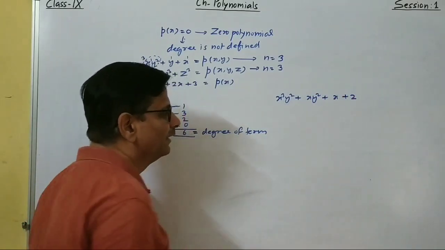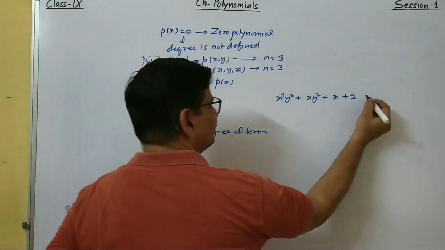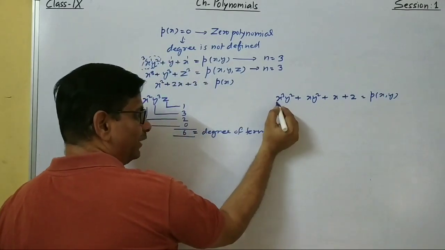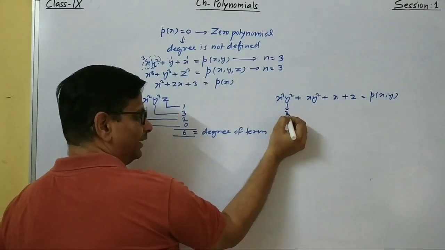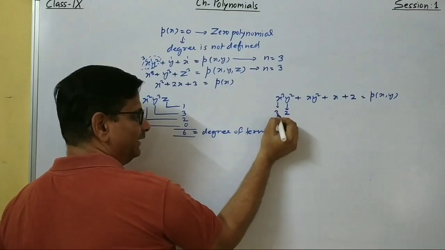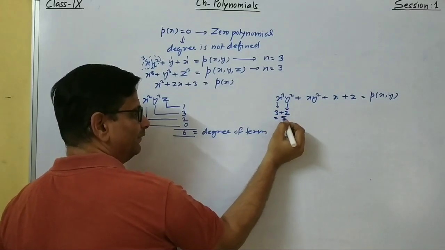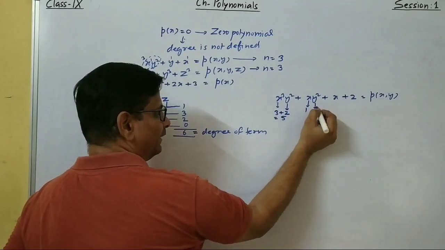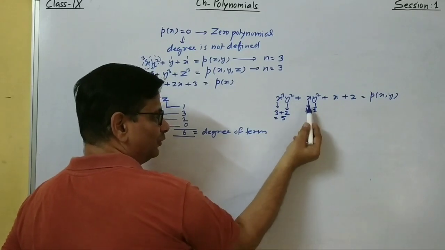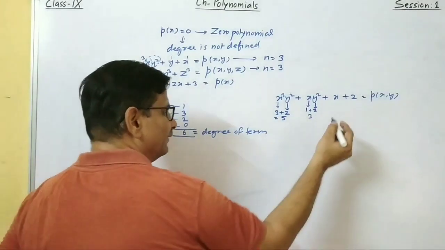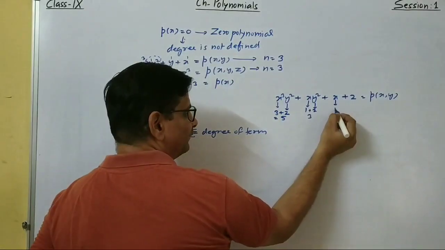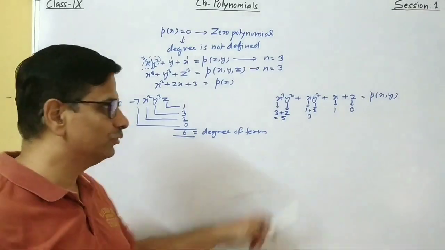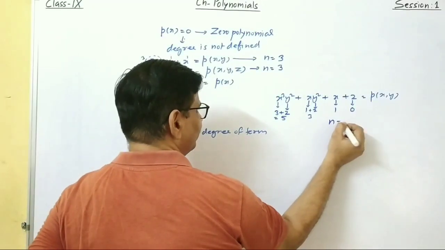So if a polynomial is written like that, x cube y square plus x y square plus x plus 2, then it is a polynomial in 2 variables, x and y. And if we look at this term, power of x is 2 and power of this is 3, so the sum of these is how much? 5. So the degree of this term is 5. Now here power of x is 1, power of y is 2, so sum is 3. So degree of this term is 3. And we can easily say that the degree of this term is 1 and degree of this term is 0. So the highest power is 5. So degree of this polynomial is 5.